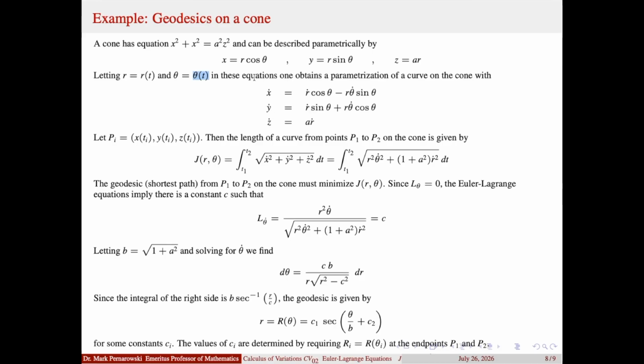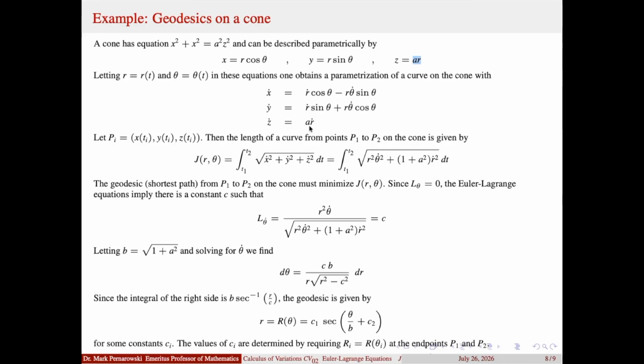Well, for x dot, you take the derivative of x in time. It's got 2 terms here that depend on time. So by the product rule, it'll be r dot cos theta, that's this thing, minus r sine theta theta dot. That's this term here. So I just took the derivative where r and theta are functions of time. Y dot, same thing. Z dot's easy. It's just a constant a times r dot.